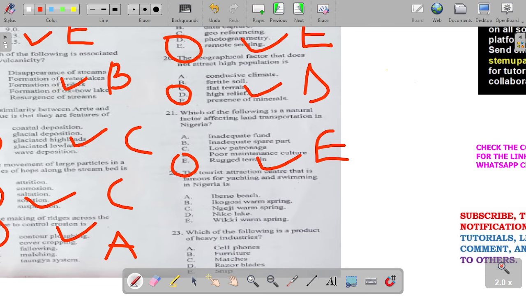22. The tourist attraction center that is famous for yachting and swimming in Nigeria is Ibeno Beach, Ikogosi Warm Spring, then we have Oguta Lake, Wikki Swamp Spring.